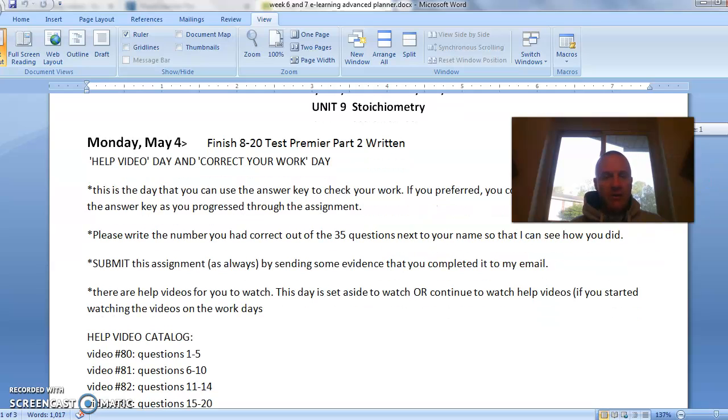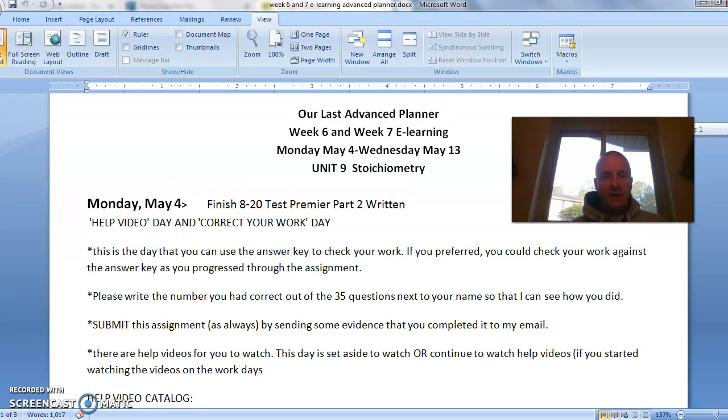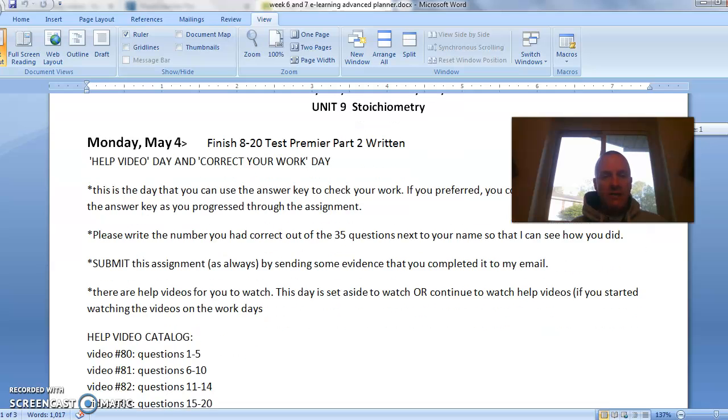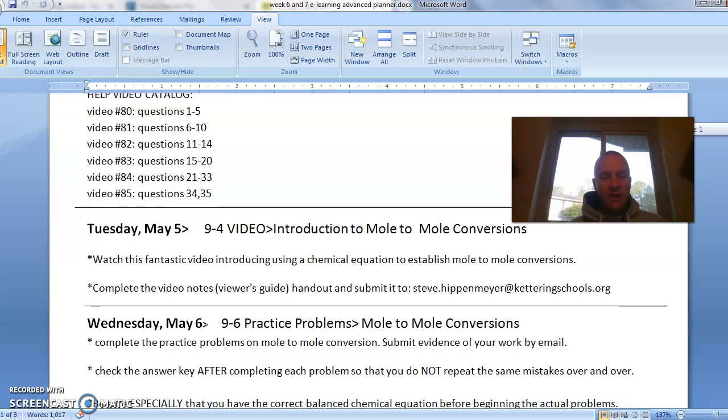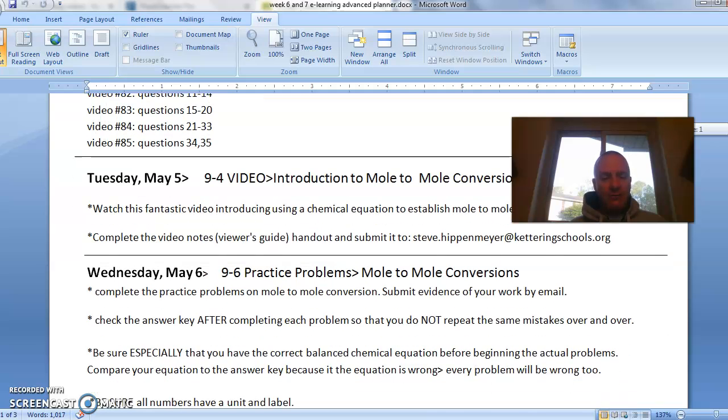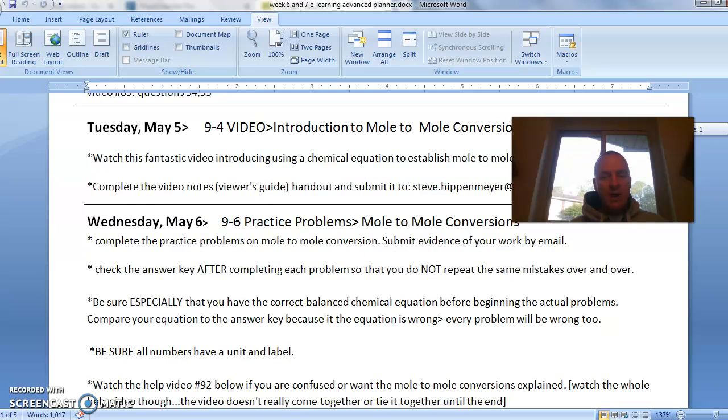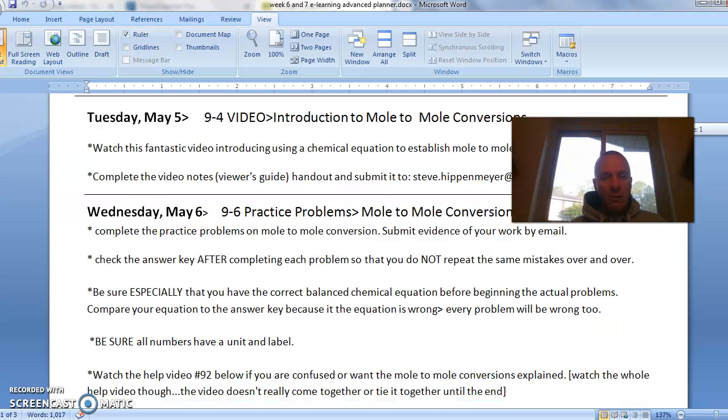As we look ahead to what's coming the rest of this week, as we mentioned, the light is at the end of the tunnel for e-learning. We only have one unit left. It's Unit 9. Tomorrow, we're going to have videos on mole-to-mole conversions. Wednesday, practice problems on mole-to-mole conversions. Mole-to-mole conversions will actually be using all of the balancing and equation writing that we learned in Unit 8. And we'll see the power of the chemical equations in Unit 9.